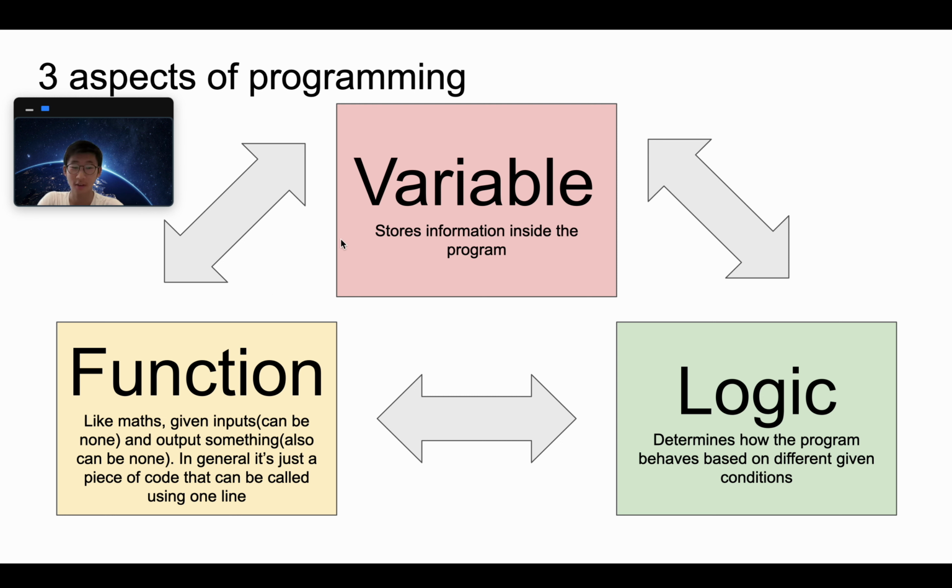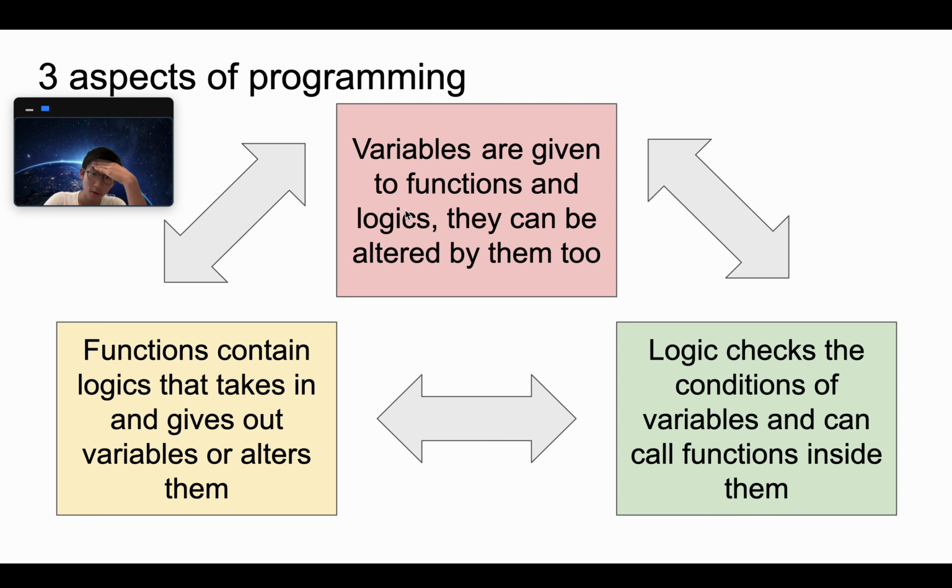So first of all, there are variables that store stuff in the computer. A variable just stores things inside the program. A function is kind of like math, where you put something in and it gives something back out. And logic determines how the program will behave based on the given conditions. Variables are given to functions and logic, so they can be altered by them as well. Functions contain logic that takes in and gives out variables or alters them, and logic checks the conditions of variables and calls functions inside them. So this is the relation between the three; they're all interconnected.